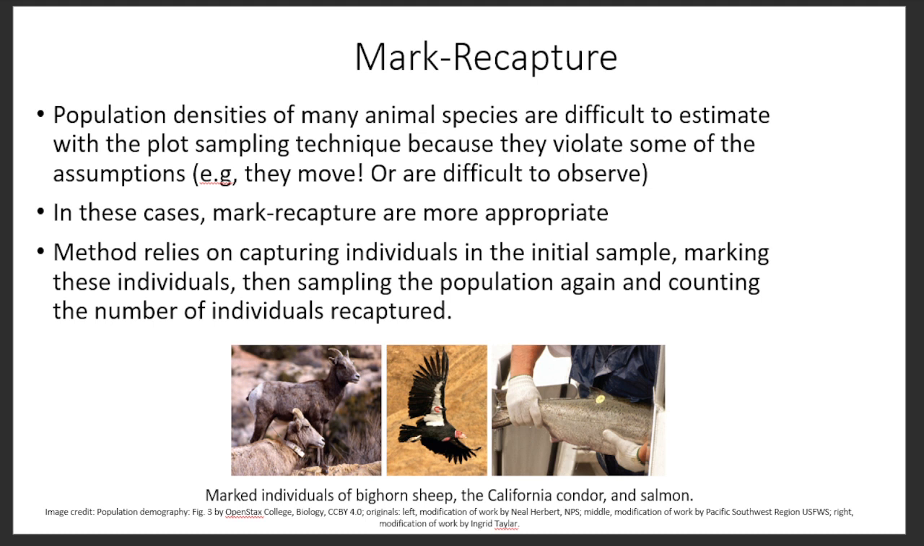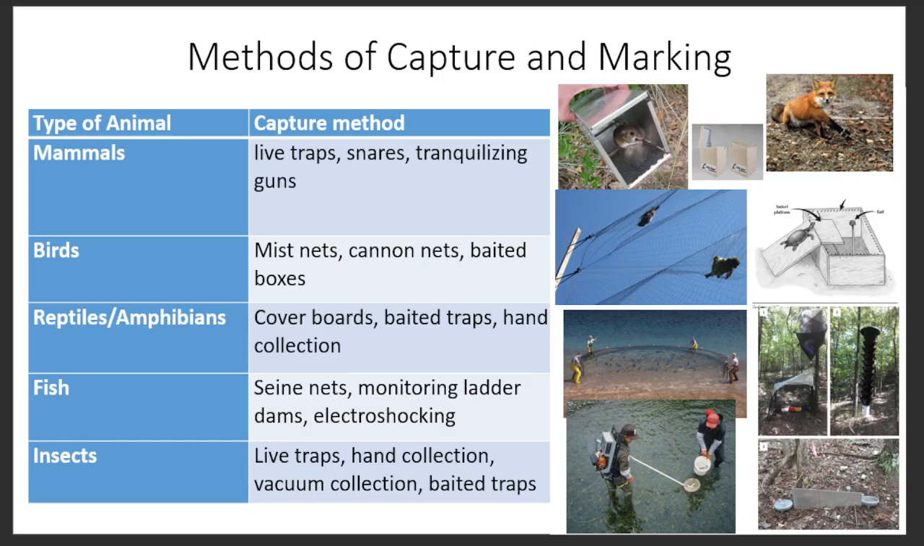Mark and recapture relies on capturing individuals in an initial sample, marking them, and then sampling the population again and counting the number of individuals recaptured. Whenever you're capturing individuals, for mammals, you can use live traps, snares, tranquilizing guns. Birds, you can use mist nets, cannon nets, and baited boxes. Reptiles and amphibians, you can use covered boards, baited traps, and hand collection. Fish, you can use nets, monitoring ladder dams, and electroshocking. Insects, you can use live traps, hand collection, vacuum collection, and baited traps.